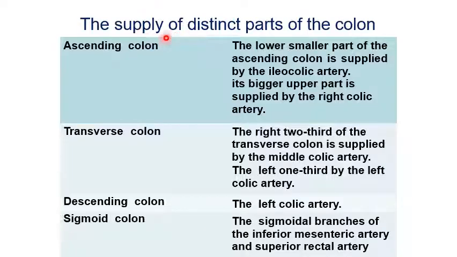If we see the arterial supply of each part separately, then the lower small part of the ascending colon is supplied by the ileocolic artery, and its bigger upper part is supplied by the right colic artery. These are the branches of superior mesenteric artery. Then transverse colon: the right 2/3 part is supplied by the middle colic artery, that is from superior mesenteric, and the left 1/3 by the left colic artery, that is from inferior mesenteric artery.